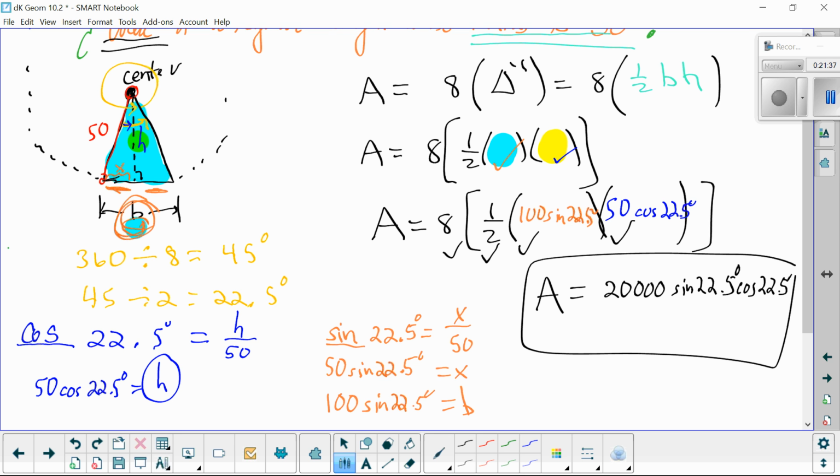20,000 sine of 22.5 degrees, cosine 22.5 degrees. We could enter that into our calculator and get an approximation. But what we have right there is the exact answer. Entering this in my calculator, I get about 7,071.07 square units. Again, this is the exact answer, and this is just an approximation. All right. Couple more examples.